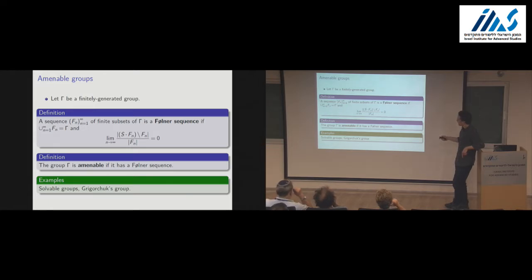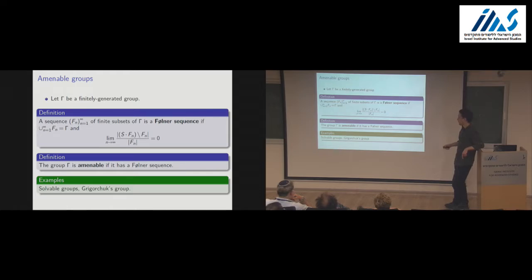I remove the set Fn, so it's all the neighbors of Fn which are not in Fn, and then I normalize by the size. So this is just the size of the boundary divided by the size of the set, and I want this to approach 0. So this is like a highly non-expanding sequence, and then a group has Cheeger constant 0.